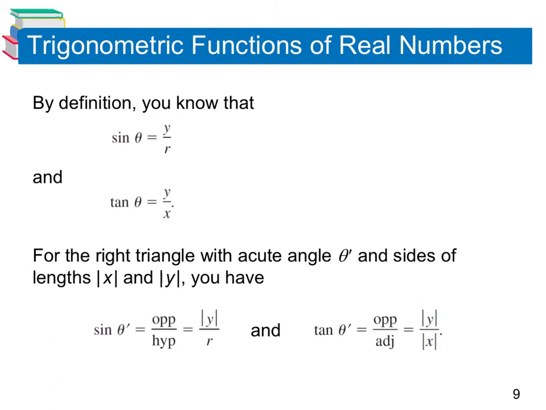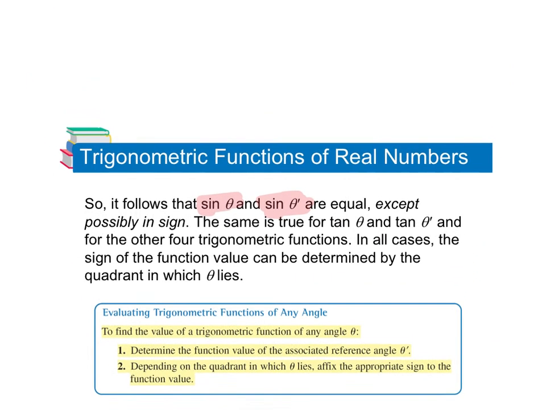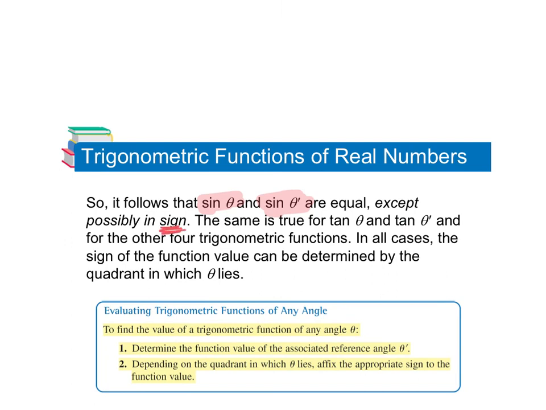This again is the same thing we did in part 1. We have sine is y over r, tangent y over x, and sine opposite over hypotenuse. Same stuff. Here, sine of theta and sine of our reference angle are equal, except for the sign sometimes, meaning whether it's positive or negative. So we would always have to use all students take calculus to help us figure out the sign.